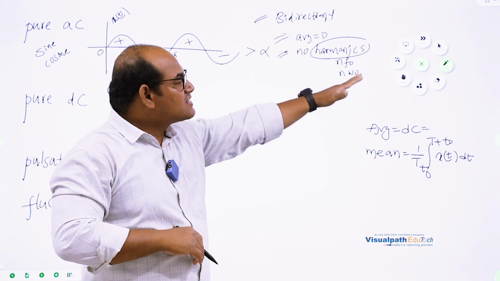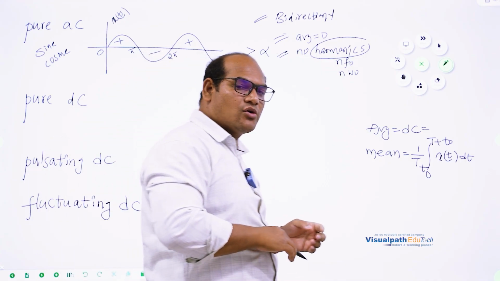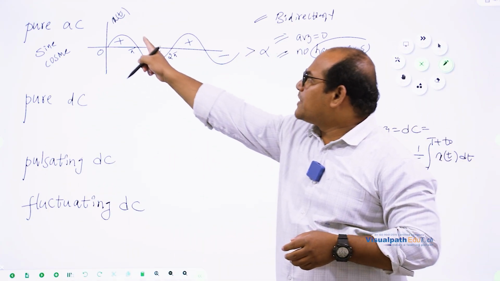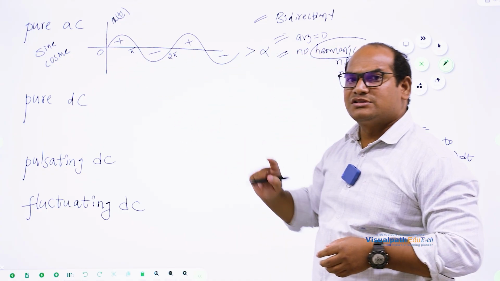These are the characteristics of the pure AC signal. Here I have given three characteristics. So pure AC signal is a bidirectional signal because it can contain positive values for some time and negative values for some time.